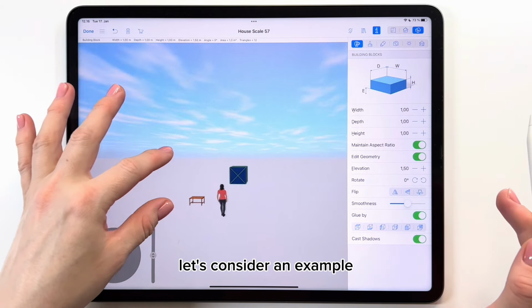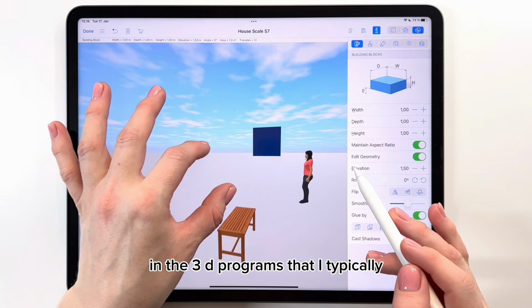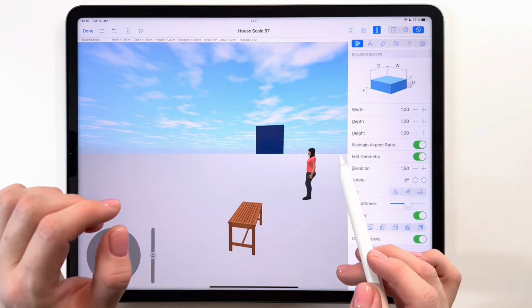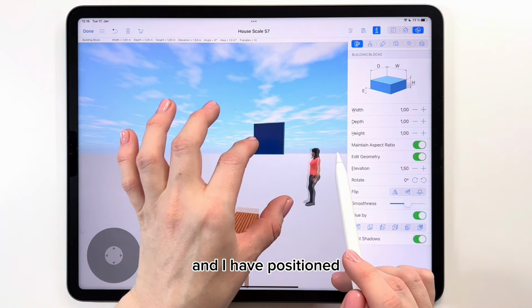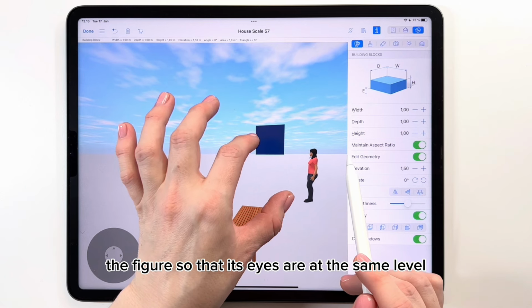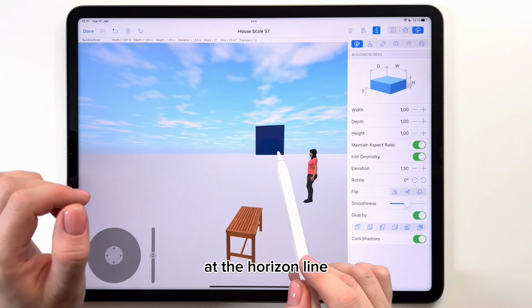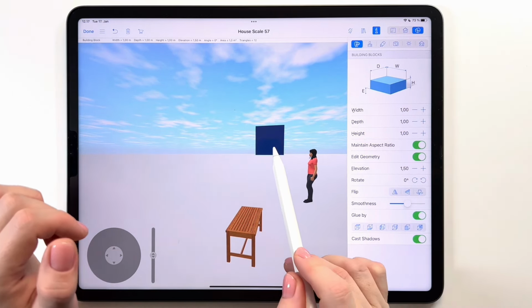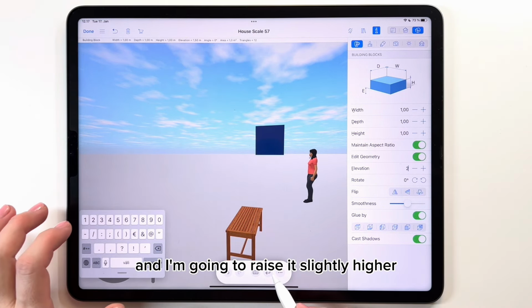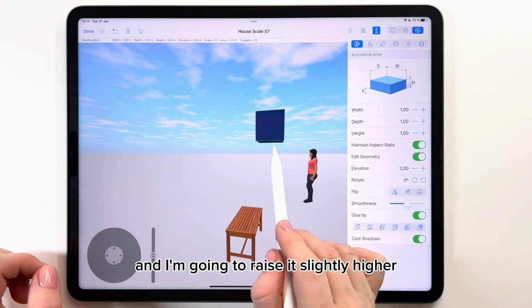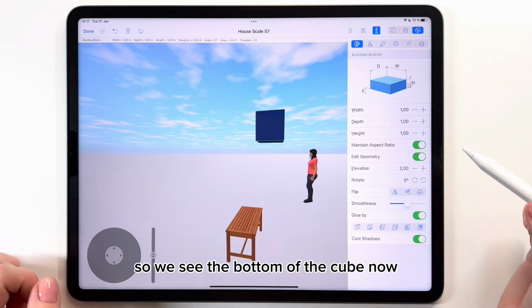Let's consider an example in the 3D program that I typically use for designing houses. In this example, there is a human figure, and I have positioned the figure so that its eyes are at the same level as the horizon line. The object is currently positioned at eye level, and I'm going to raise it slightly higher, so we see the bottom of the cube now.